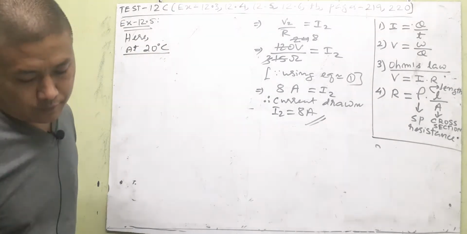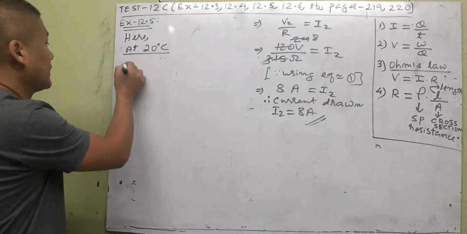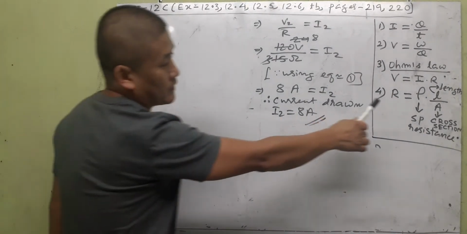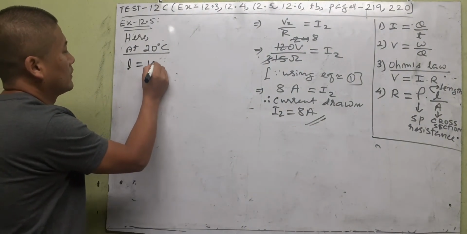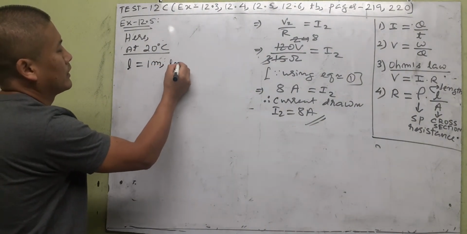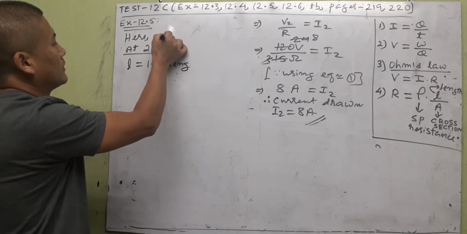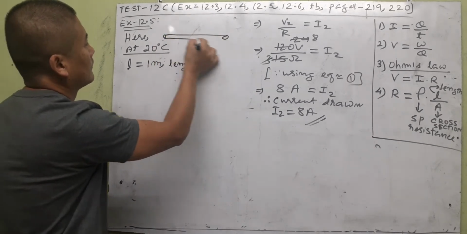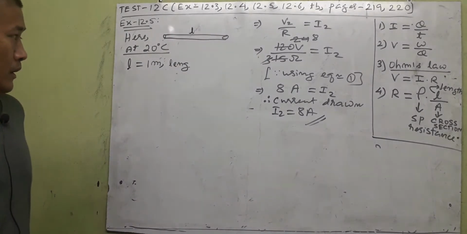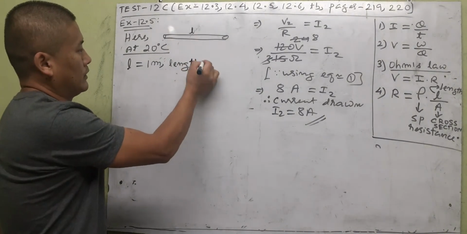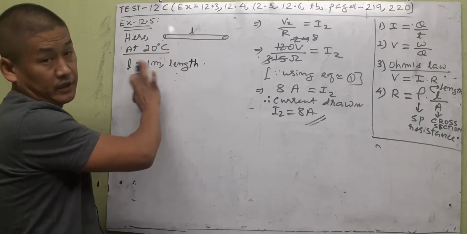Resistance of wire of length 1 meter, so length is L. I'm going to use this formula here, L, length. 1 meter, that's fine, is the length of the wire. Let us say this is the wire, L. So this is the length of the wire. This is fine because SI unit of length is meter, so that's fine.